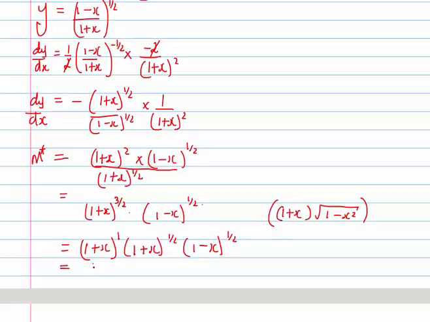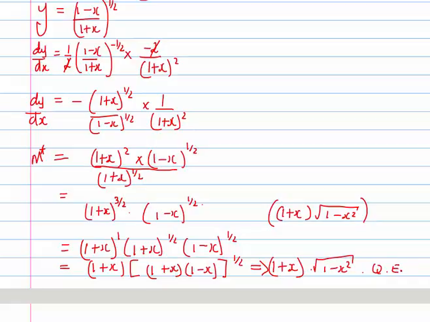This now becomes 1 plus x multiplied by 1 plus x multiplying 1 minus x, all to the power of a half. This now simplifies to become a difference of two squares, which equals 1 plus x multiplied by the square root of 1 minus x squared, which is basically the answer that we are required to show.